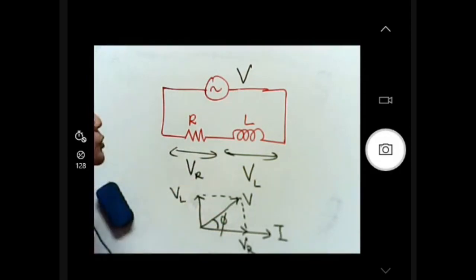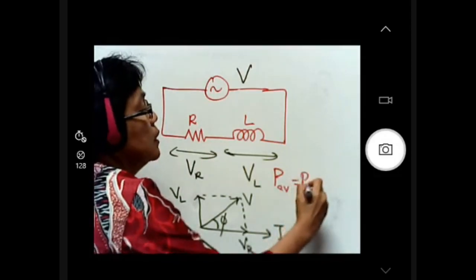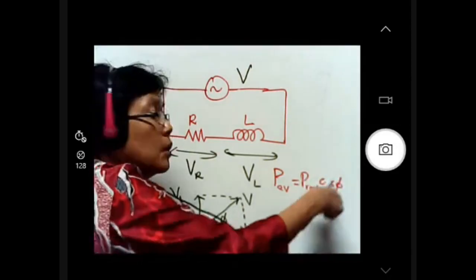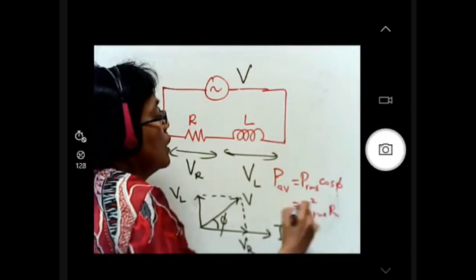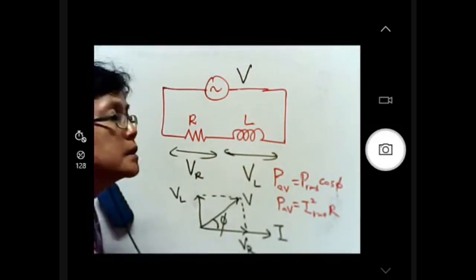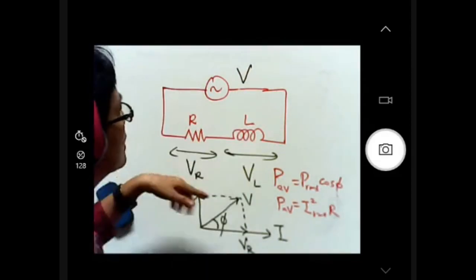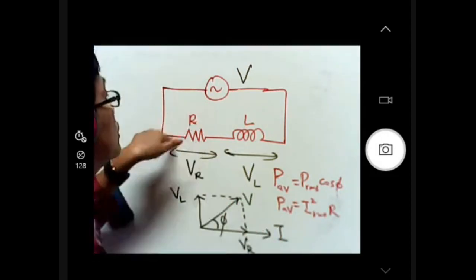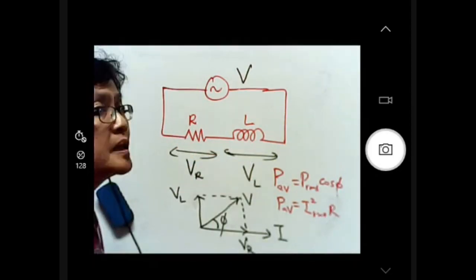Then you can also calculate your average power using P RMS cos phi, where you need the angle, or you can just use I squared RMS R to calculate the average power, or the real power. That means the power dissipated by the resistor. In this circuit, the power that we receive only comes from the resistor. It doesn't come from the inductor. It doesn't come from the capacitor.